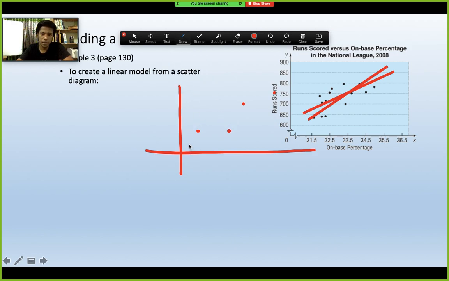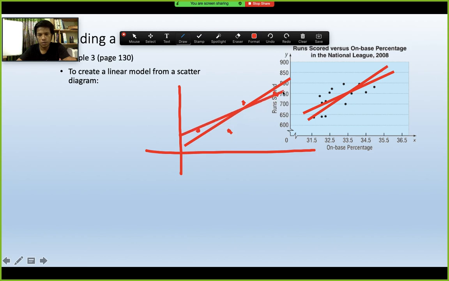So the technique is you have to draw the line in such a way that an equal number of points is up and an equal number of points is down. Your line goes through the middle. So this is one approximately correct line. And we can draw another correct line.